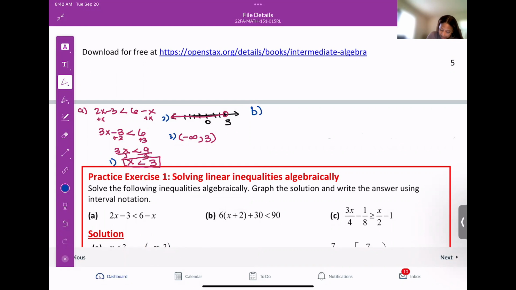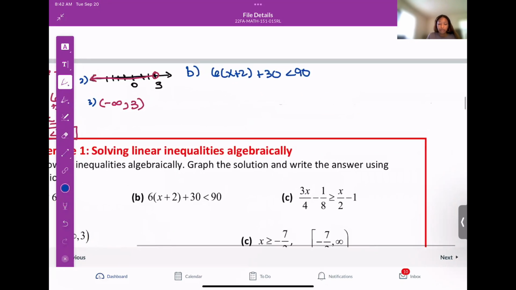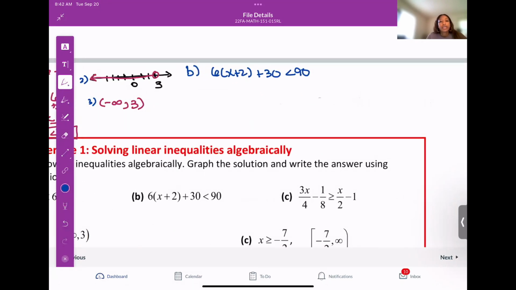We have 6 times (x plus 2) plus 30 is less than 90. I'm gonna zoom in a little bit here. All right, 6 times (x plus 2) plus 30 is less than 90. Just like previously with equations, on that left-hand side, we have some parentheses, and then we can combine some terms. We want to do that before we use the properties of inequality. So if we distribute here, we get 6x plus 12 plus 30 is less than 90. And then on the left-hand side, we can combine those terms. This would be 6x plus 42 is less than 90.